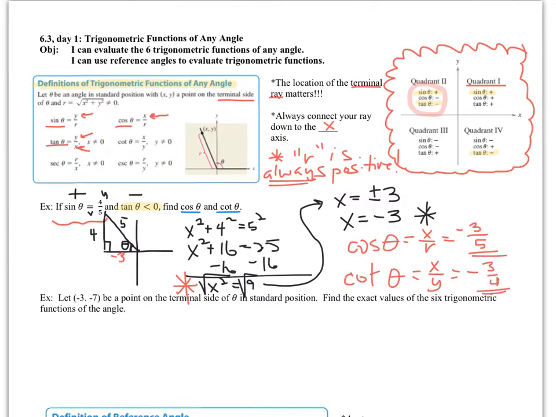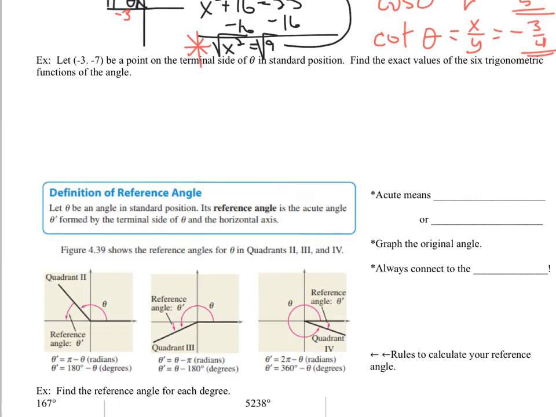So now we're introducing the idea that depending on the quadrant you're in, your trig values might be a positive fraction or a negative one. In a different type of situation, you may be given an ordered pair. It says let -3, -7 be a point on the terminal side of theta in standard position. Find the exact values, we got to be careful on that, the exact values of the 6 trig functions. We have to have all 6 answers here.